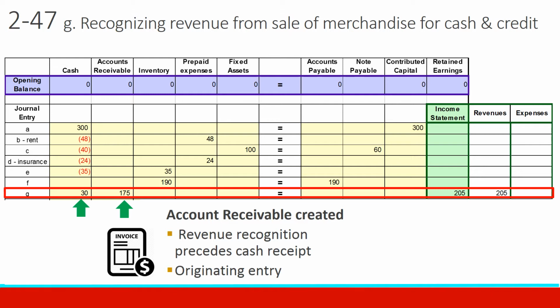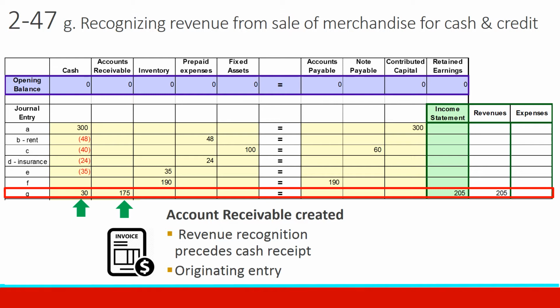So let's start first with what's happening on the asset side of the balance sheet. Cash is going up by $30,000, and the remainder, which is $175,000, is being recorded on the balance sheet as an account receivable, meaning that Montero can expect to be paid later by its customers. This is our third type of accrual journal entry.